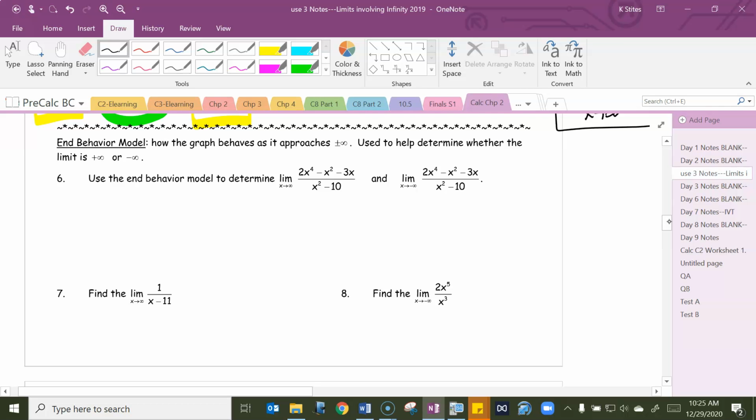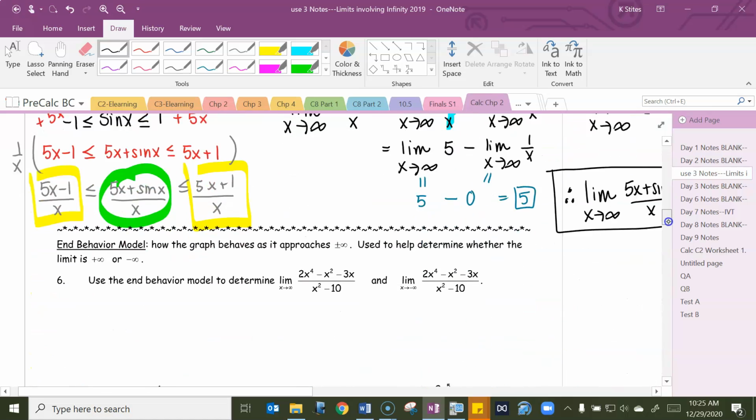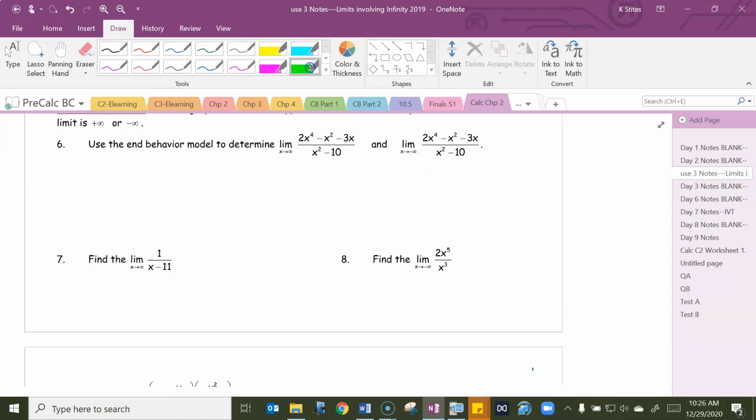Okay, and this has to do with the degrees that we talked about at the beginning. So when you have an infinite limit, if x is approaching infinity or negative infinity, that tells us we are dealing with an end behavior model.